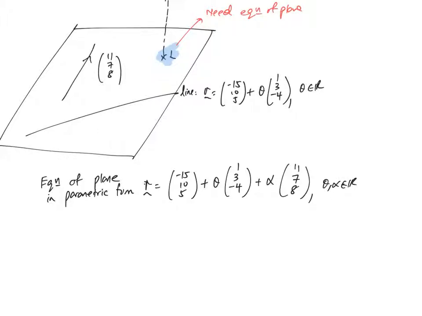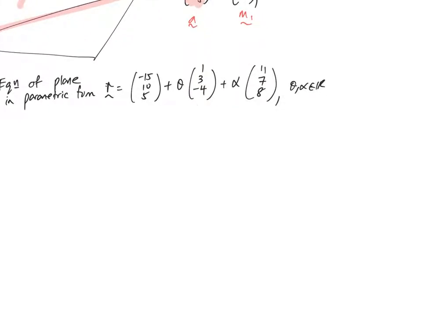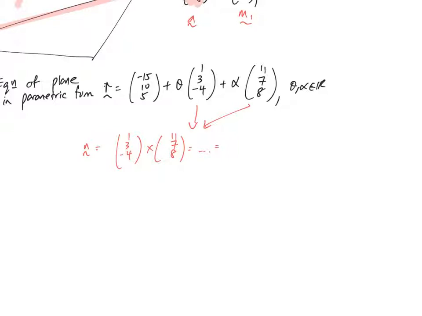We have already found two parallel vectors, and we have a position vector. So this is like the A, this is the m1, this is the m2, for the equation of the plane. Then how do we come up with the scalar product form? It is very simple. We take these two and cross product them to get the normal. So the normal vector of the plane, you take (1, 3, negative 4) cross product with (11, 7, 8). I'll leave you to do this. All goes well, you should obtain 26 times (2, negative 2, negative 1).